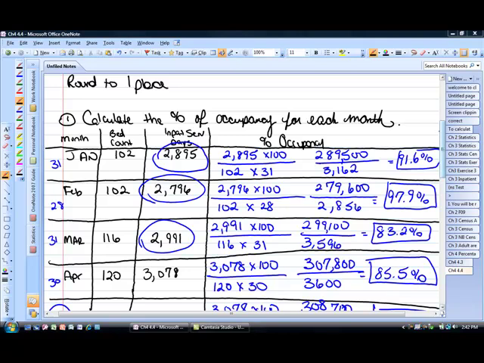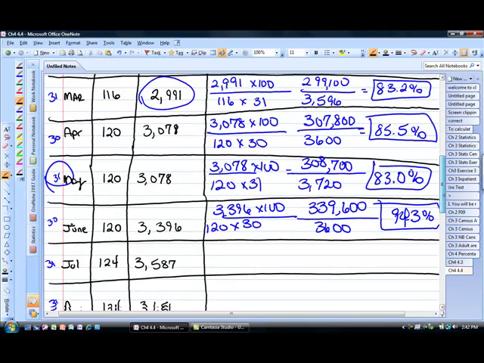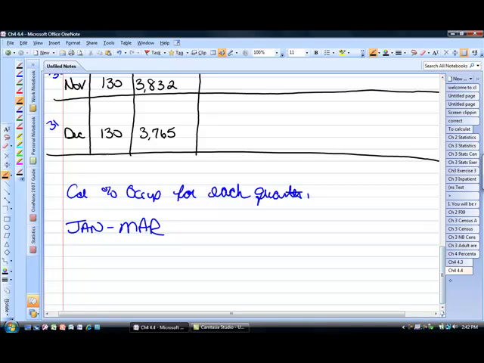Okay, again for the second part of this problem, it says to calculate the percentage of occupancy for each quarter. So we're looking at January through March. We're going to take these numbers, 2,895, 2,796, and 2,991, and add them all together for our total inpatient service days. And then we're going to multiply that by 100. So let's go ahead and lay that out.